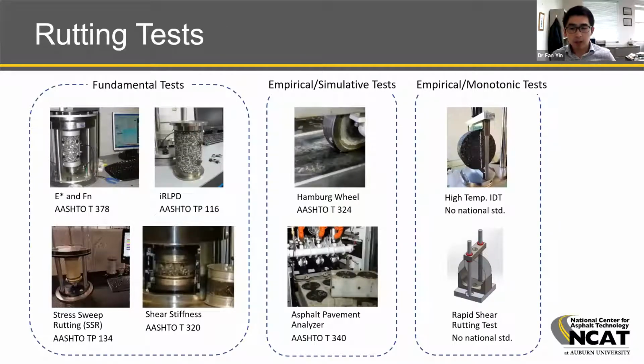I mentioned earlier that the centerpiece of balanced mix design is performance testing. So if we're concerned about rutting, we need to select the rutting test to use under this framework. There are many different rutting tests available. There are some more fundamental ones on the left side. The 2 tests in the middle are more like empirical simulative tests. And then we have some purely empirical or monotonic tests that can be used for production acceptance, so that they can give us a test result in a fairly short period of time.